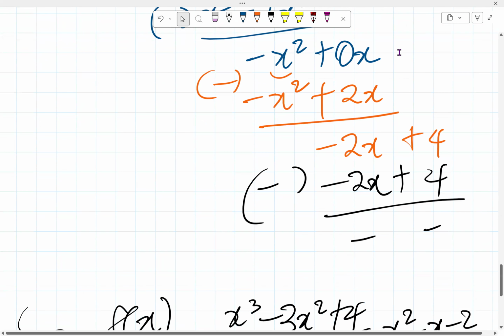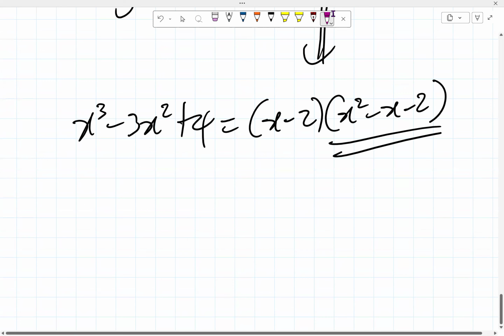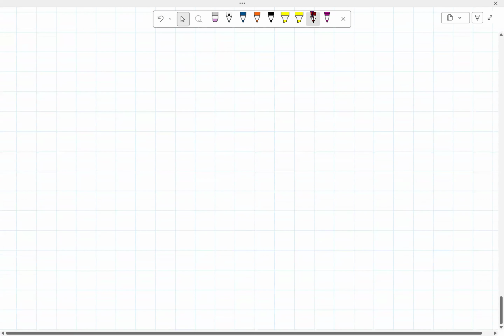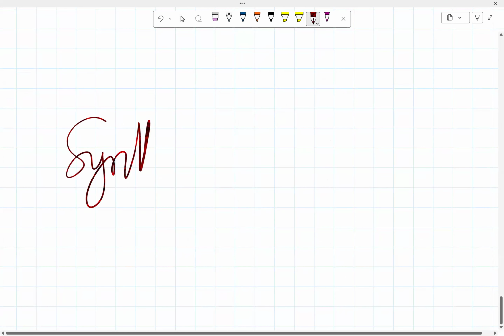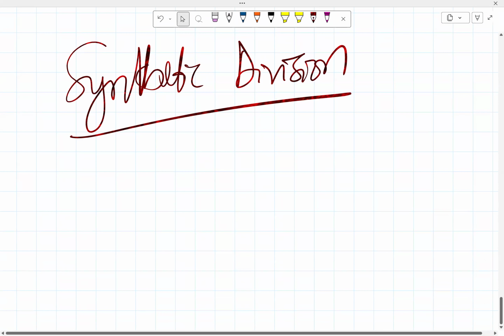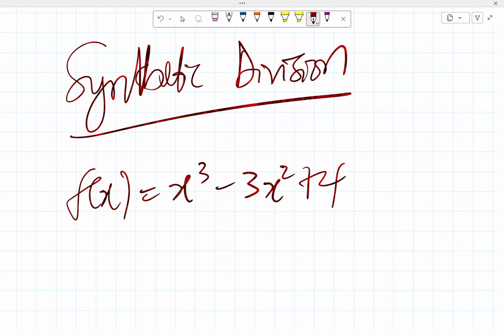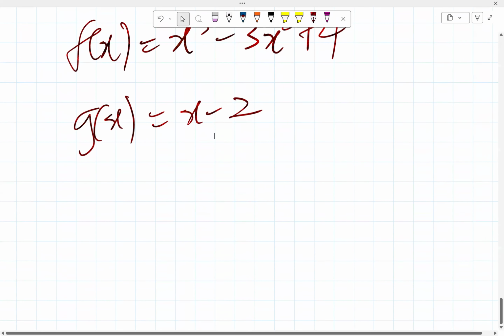Okay, so for synthetic division, let me change this. Synthetic division, okay? So for synthetic division, again, don't forget, we have f of x equals x cubed minus 3x squared plus 4, while g of x is equal to x minus 2. So to use synthetic division, what do we do? So see what you do.